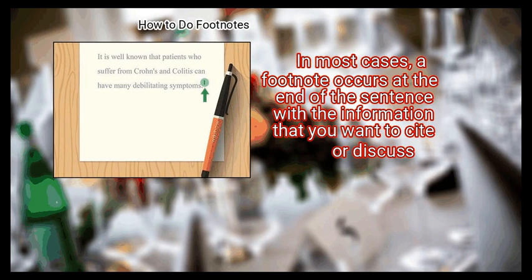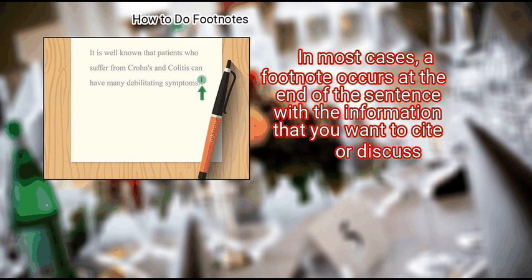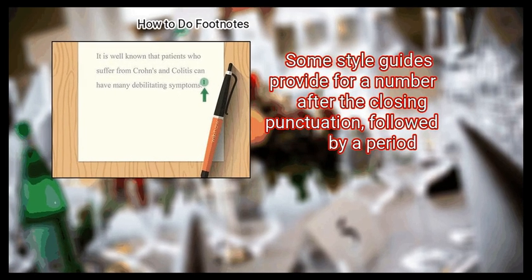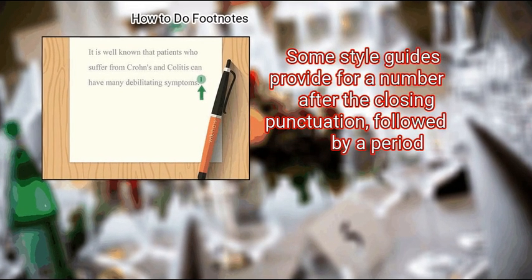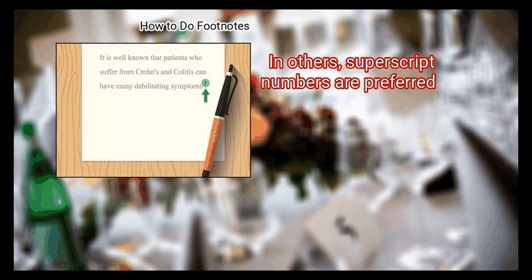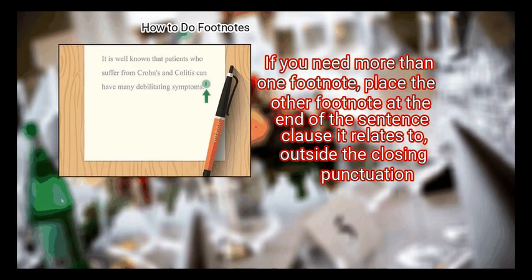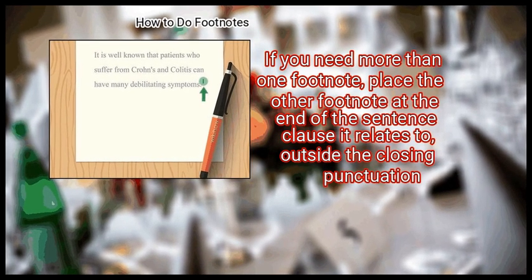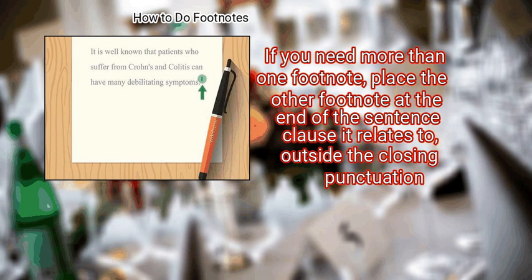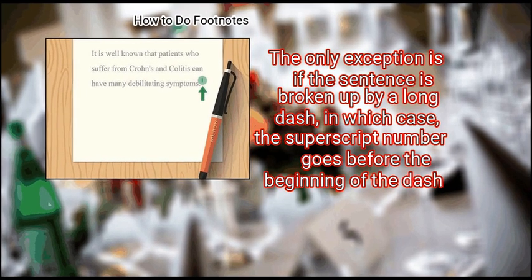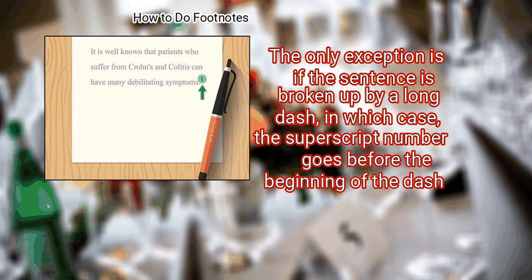In most cases, a footnote occurs at the end of the sentence with the information that you want to cite or discuss. Some style guides provide for a number after the closing punctuation, followed by a period. In others, superscript numbers are preferred. You'll typically only have one footnote per sentence. If you need more than one footnote, place the other footnote at the end of the sentence clause it relates to, outside the closing punctuation. The only exception is if the sentence is broken up by a long dash, in which case, the superscript number goes before the beginning of the dash.